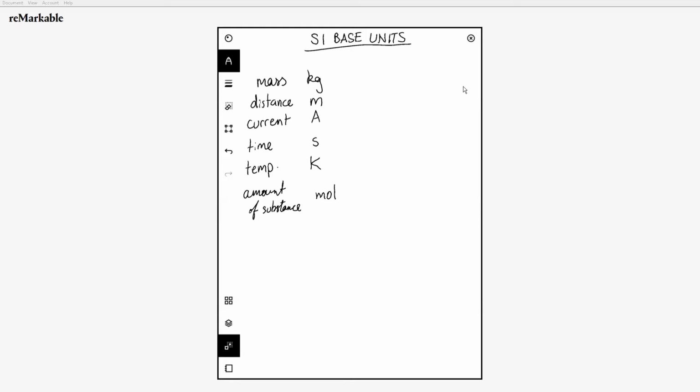The other one is called candelas, and that measures stuff to do with light and luminosity, but we don't need to worry about that, as I said. So you need to be able to just list them and list their quantities. But you also need to be able to derive other units from these ones here.